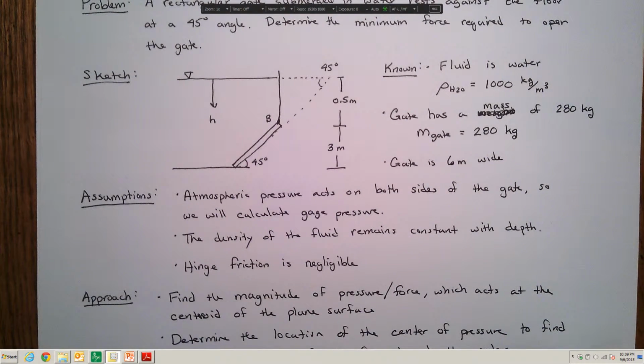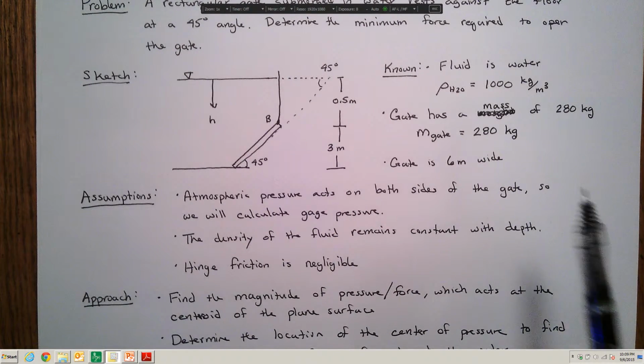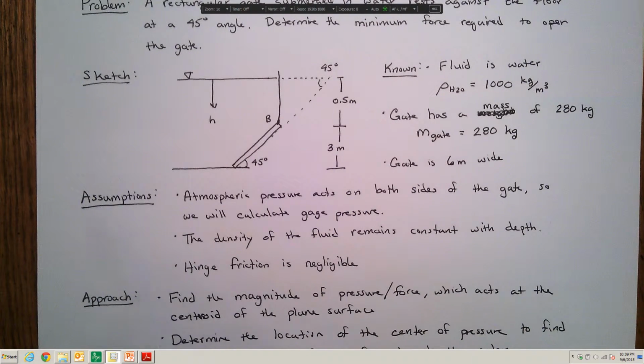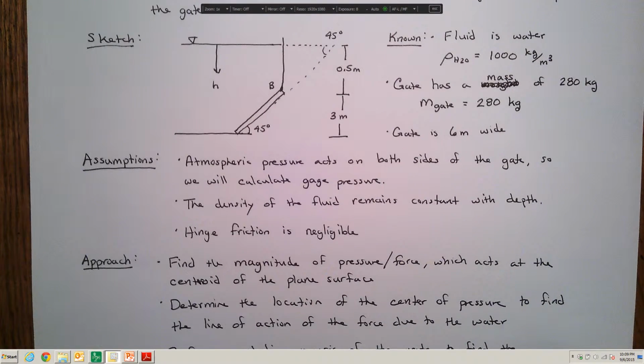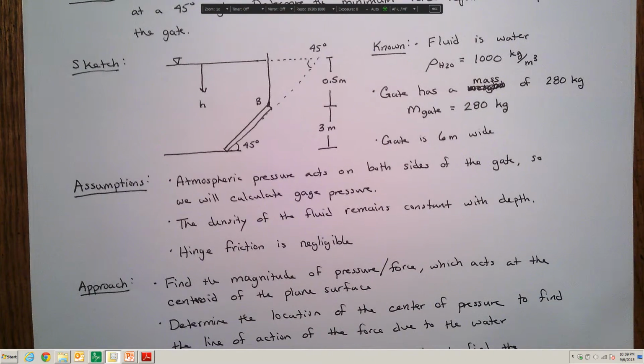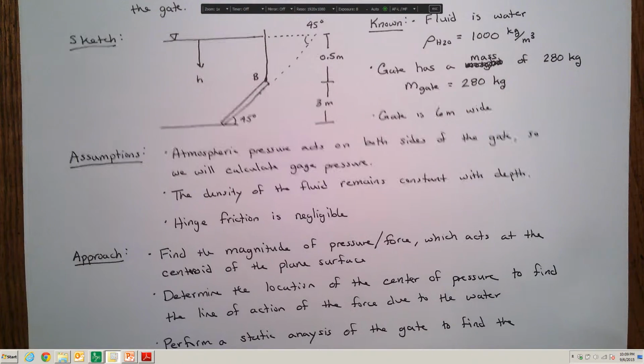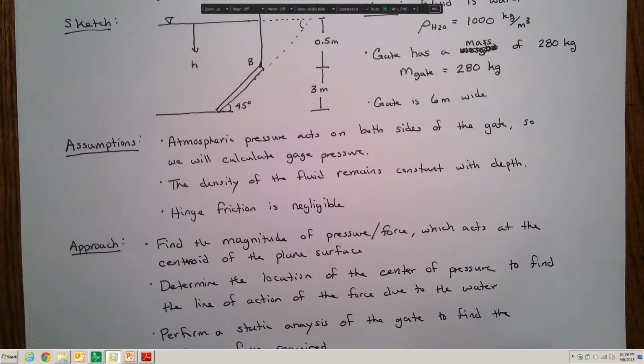So, after we've made our sketch, we've identified our knowns and our assumptions, we need to lay out an approach to this problem. In class, we've talked about an approach for determining the force due to pressure acting on a planar surface. And that approach is as follows.